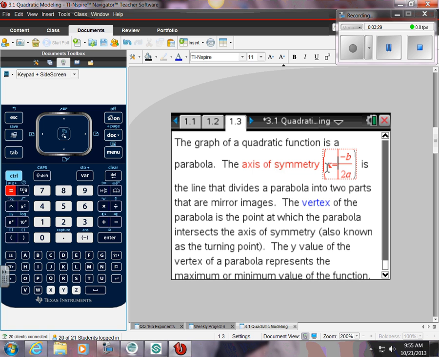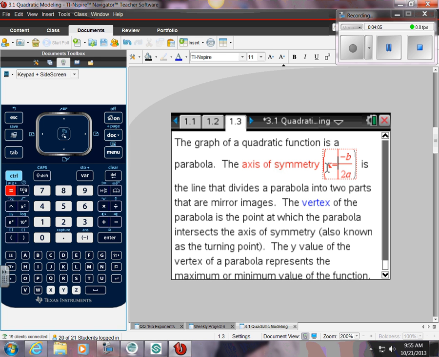So x equals negative b over 2a is a line that divides the parabola into two mirror images, right? It's your axis of symmetry. It cuts it in half. Agreed? Okay, the vertex of the parabola is the point at which the parabola intersects the axis of symmetry. We also call it the turning point. Why do we call it the turning point? Yeah, it's turning from going down to going up or going up to going down. It's turning around. We call it the turning point, okay?